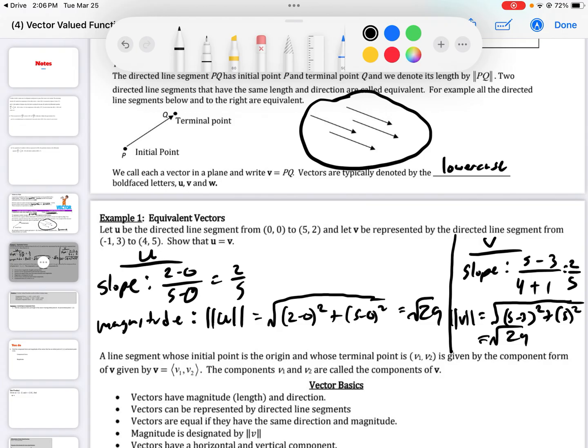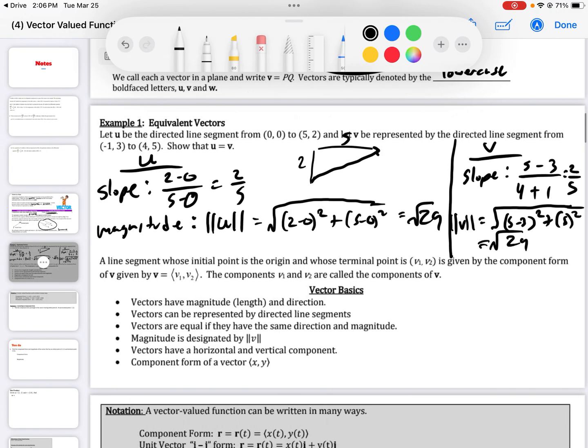So, a couple of things there. If I wanted to draw them, I don't really want to draw them, but starting at (0, 0) to (5, 2) would look kind of like that. So the rise and the run, I could also make this 2 and 5 and do the distance formula that way. Anyways, those vectors are equivalent because they have the same magnitude and the same direction.